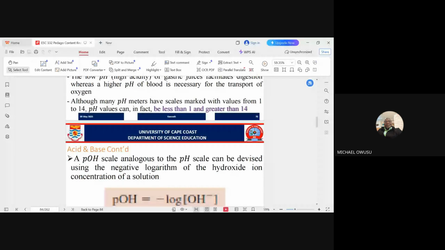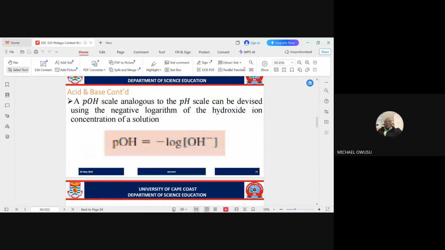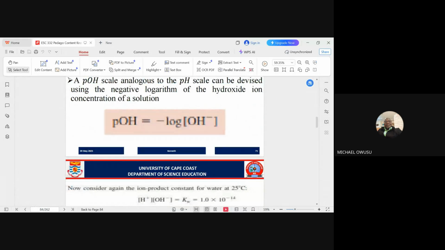Okay. A pOH scale, analogous to the pH scale, can be devised using the negative logarithm of the hydroxide ion concentration of a solution. So you can also calculate the pOH as negative log of the concentration of the OH ions. So we can also do that. Take note of that. Where we started, somebody now consider the ion product constant. So what is the ion product constant for water? We said it before the light went off.